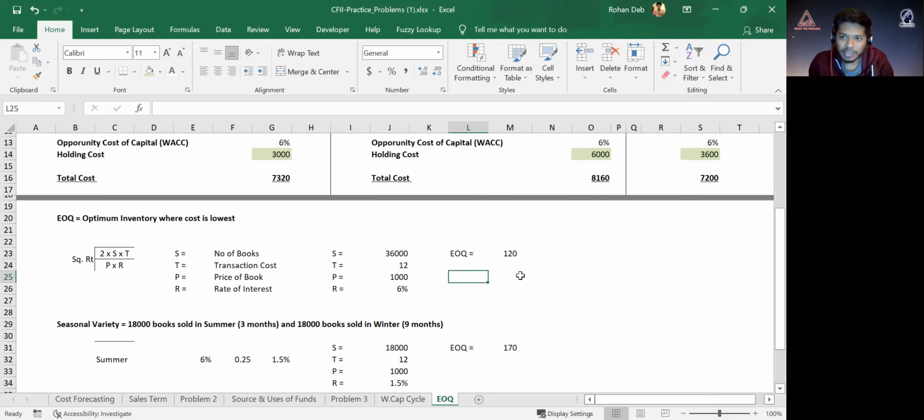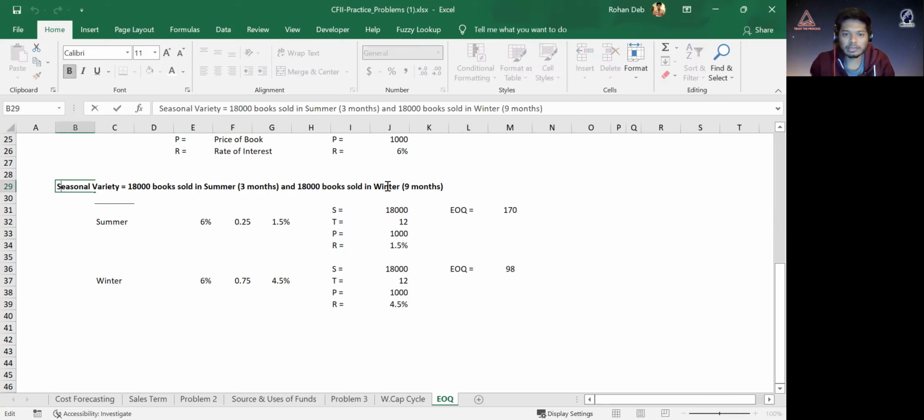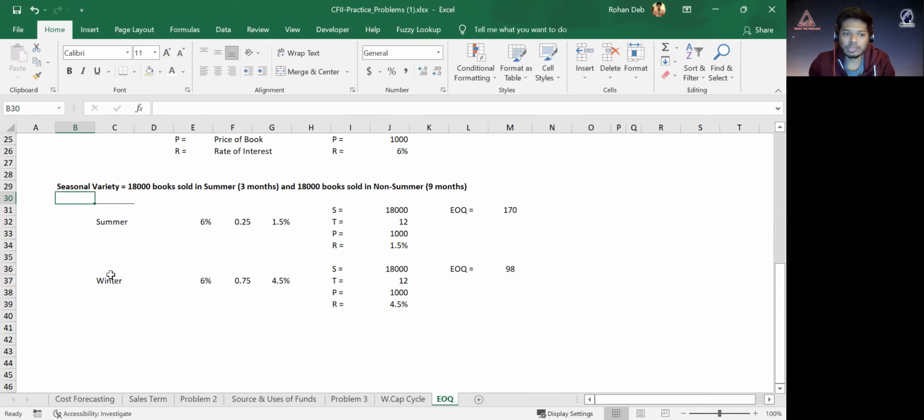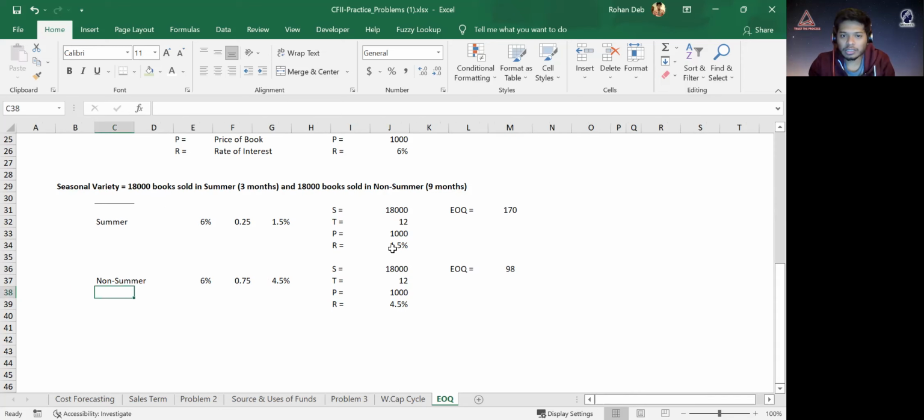Now there's a slight variation in this question where it says that, let's say that out of the 36,000, 18,000 is sold in summer and 18,000 is sold in non-summer. The summer period is only 3 months, and the remaining months are non-summer. So summer months are 18,000 and the non-summer sales are 12,000 and 1.5.